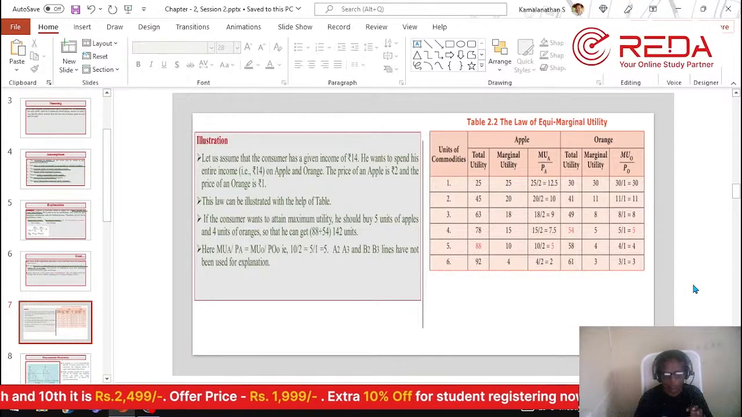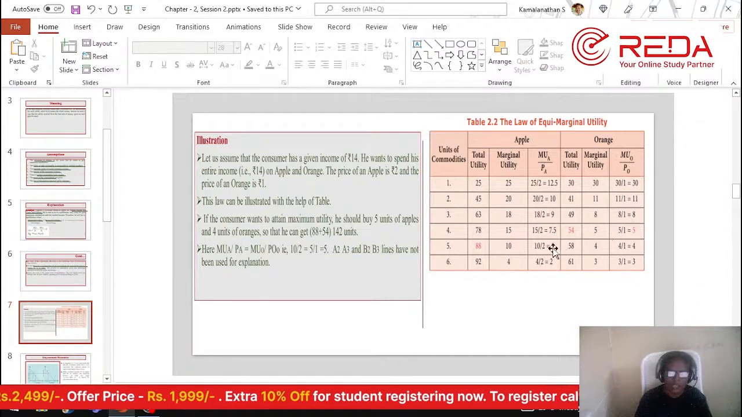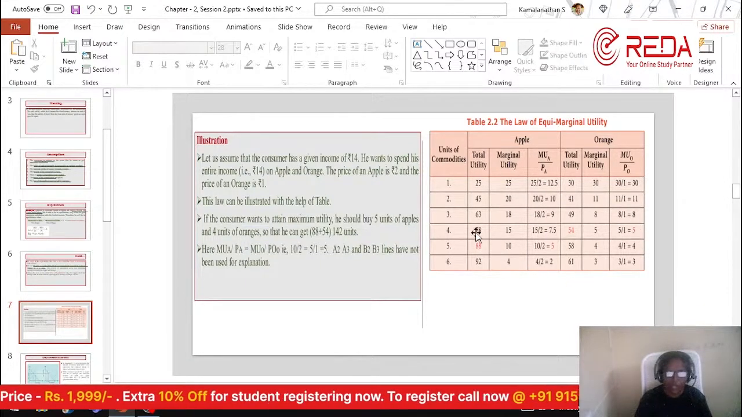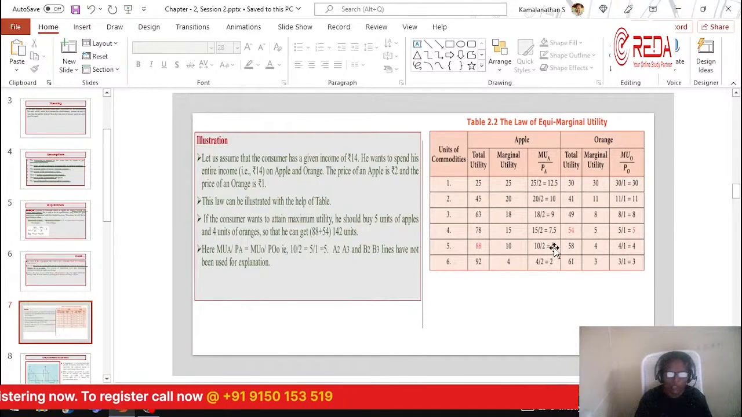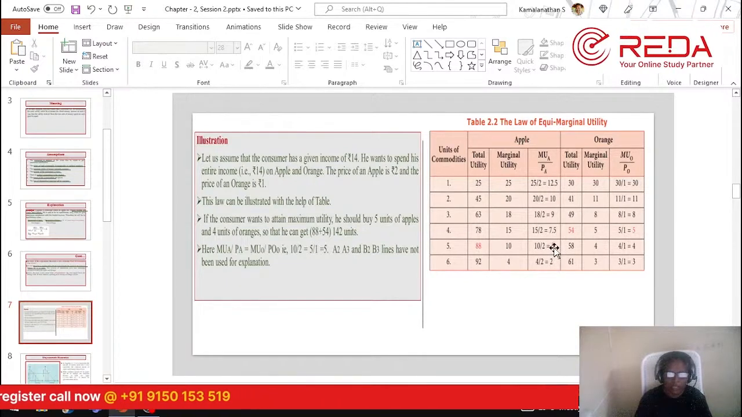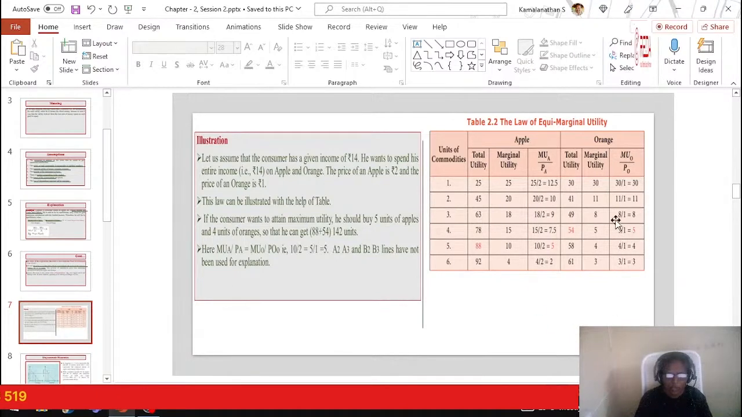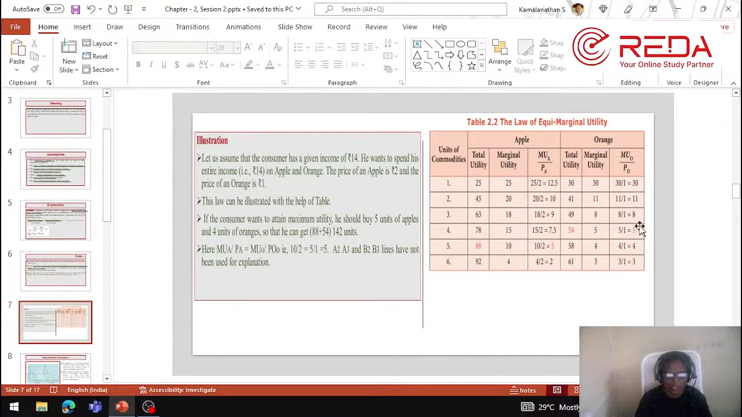Okay, so at the same or constant level of marginal utility of money, what will be the total utility? You see here, this 5 is here. At this point, what is the total utility of the consumer in purchasing 5 units of the commodity? The total utility is 88. Now you come to the purchase of orange, it is 5 here, which is equal to the marginal utility of purchasing apple. At this level, what is the total utility of the consumer? 54 in purchasing 4 units of oranges.